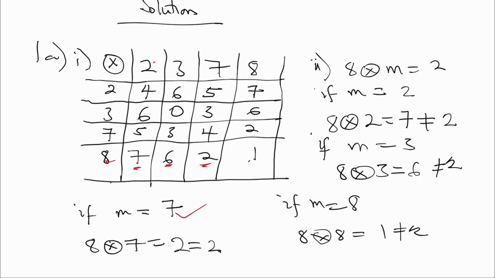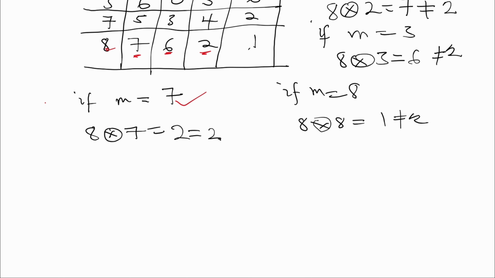Therefore, the only value of m is 7, since 8 times 7 in modulo 9 gives us 2. So we can say here that therefore m is equal to 7. So this brings us to the end of question 1a. So let's move on to question 1b.